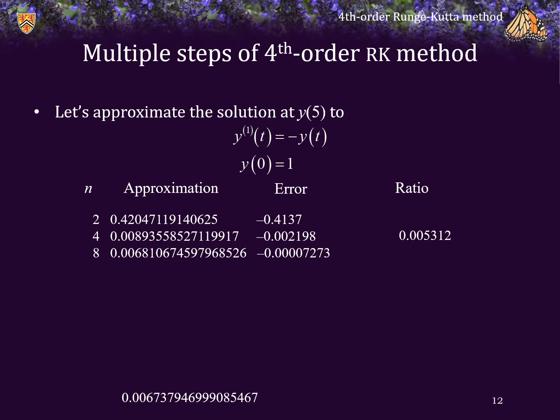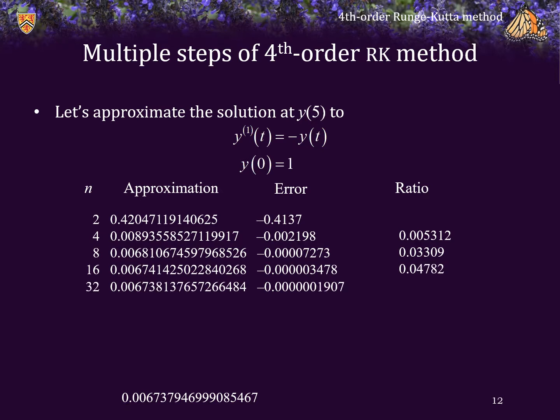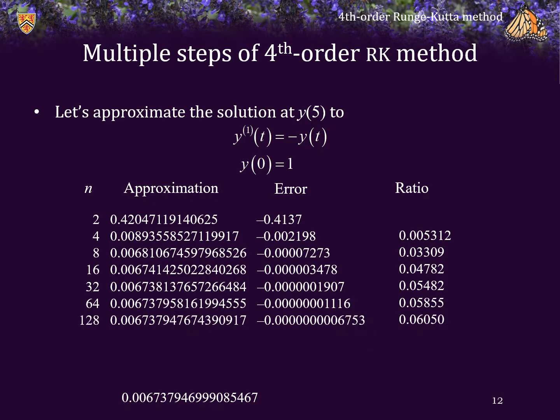Double the number of intervals again, the error drops. Double the number of intervals, the error drops. Again, and so we are getting closer and closer to the correct answer. And with each step, the error seems to be dropping approximately 1 over 16. That is a half raised to the power 4.